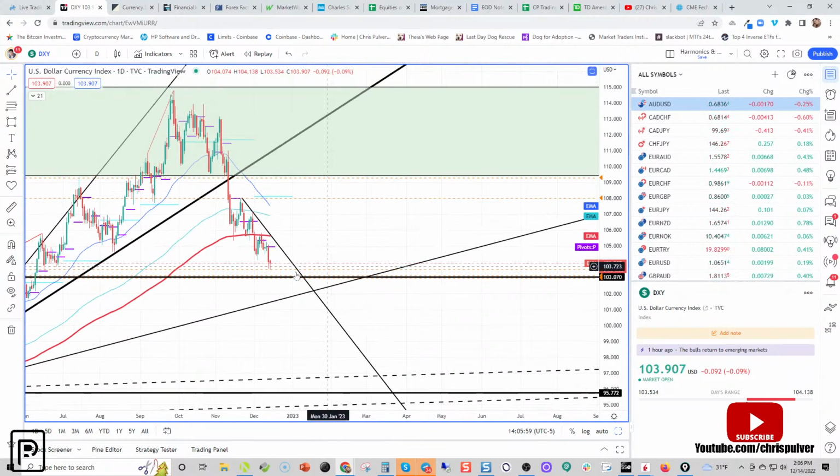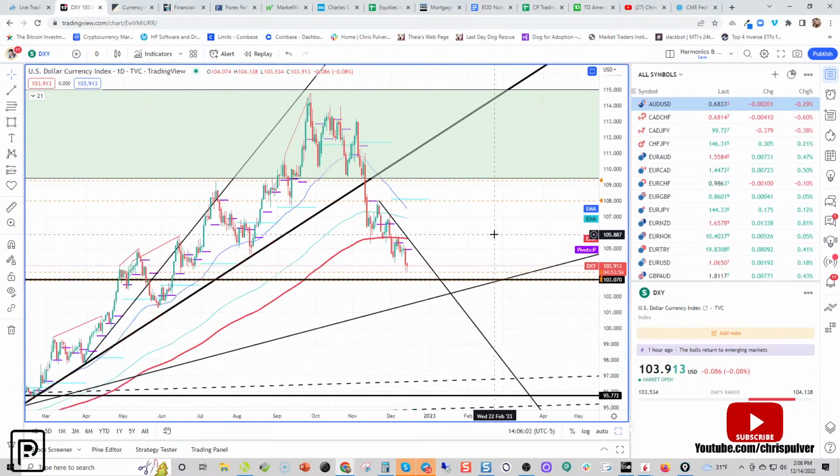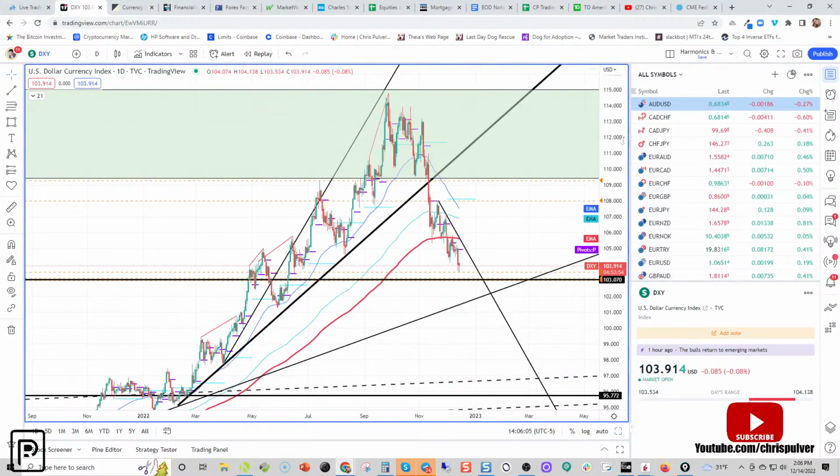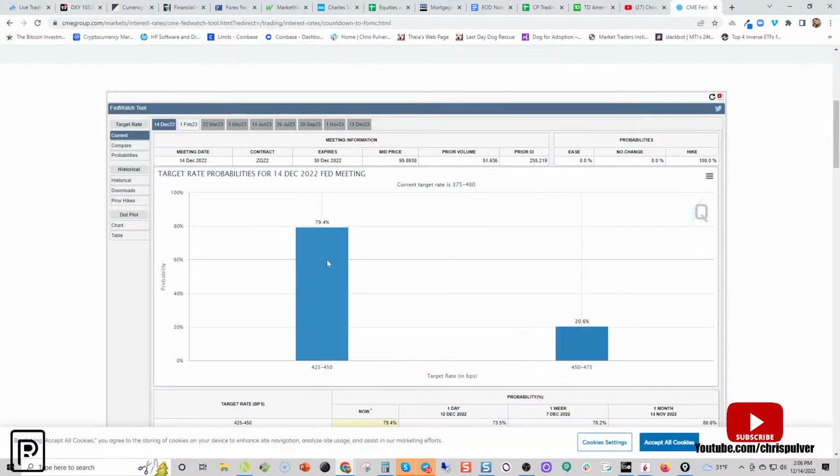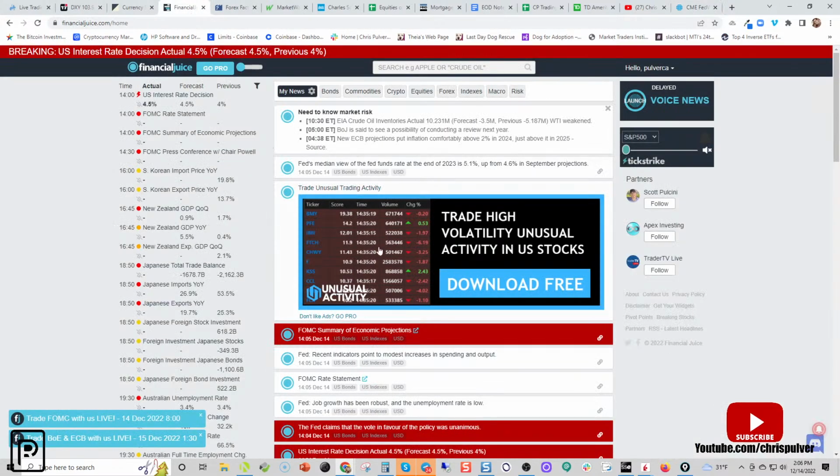And trend line hasn't broken. I don't think we're going to break that trend line today. We'll see what happens. But I think just a little bit more downside here. Market's been pricing a lot of stuff on the Fed. We've had some shifts in the Fed watch tool today. I think it was, so let's see the official news.